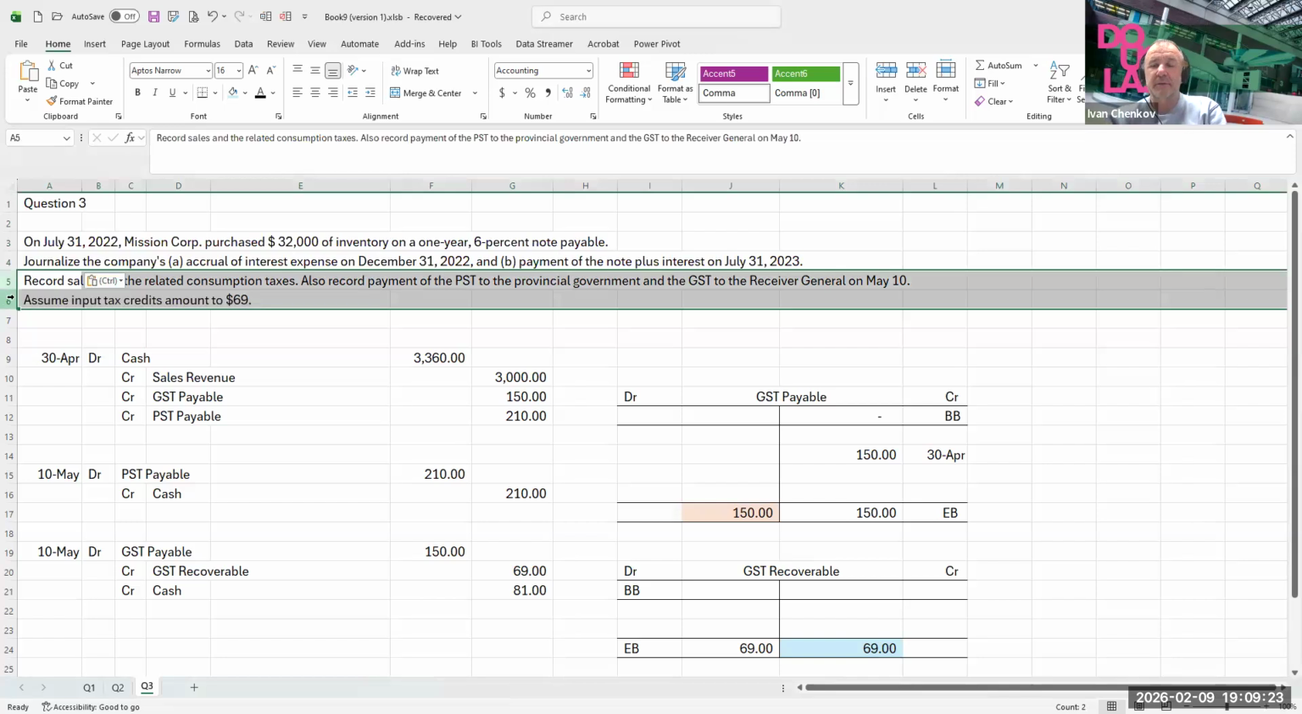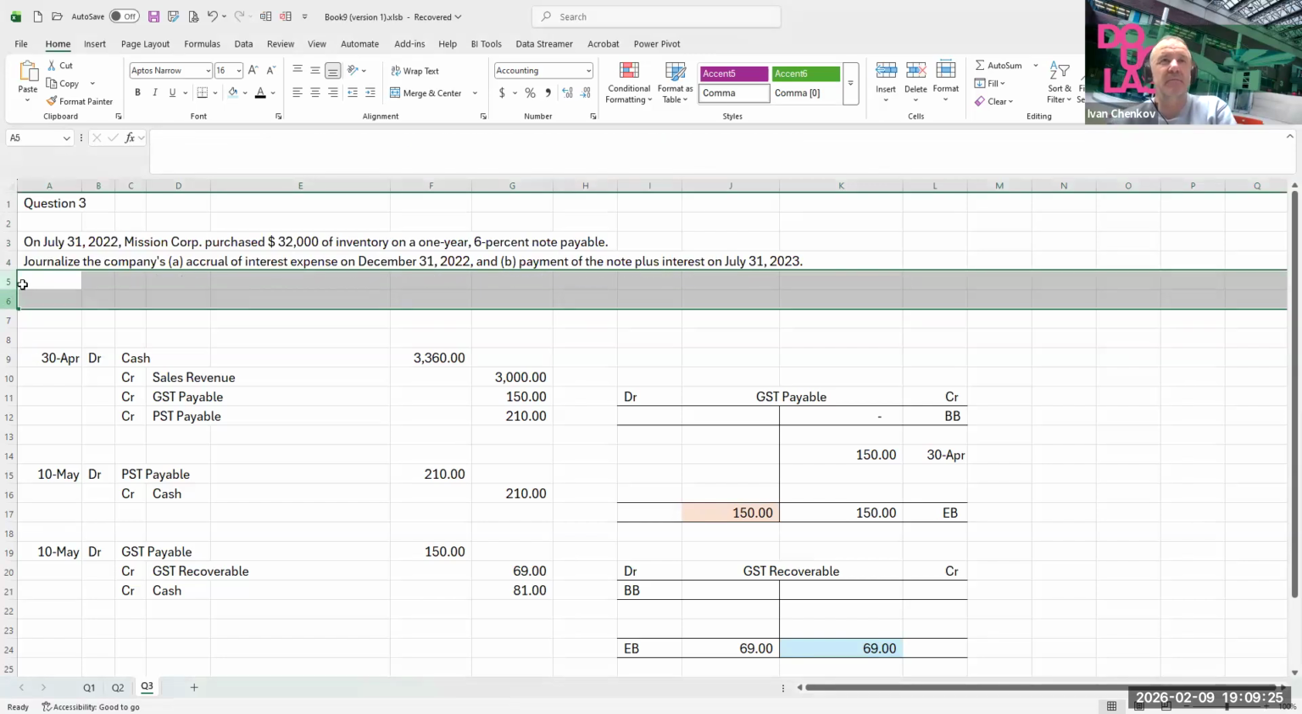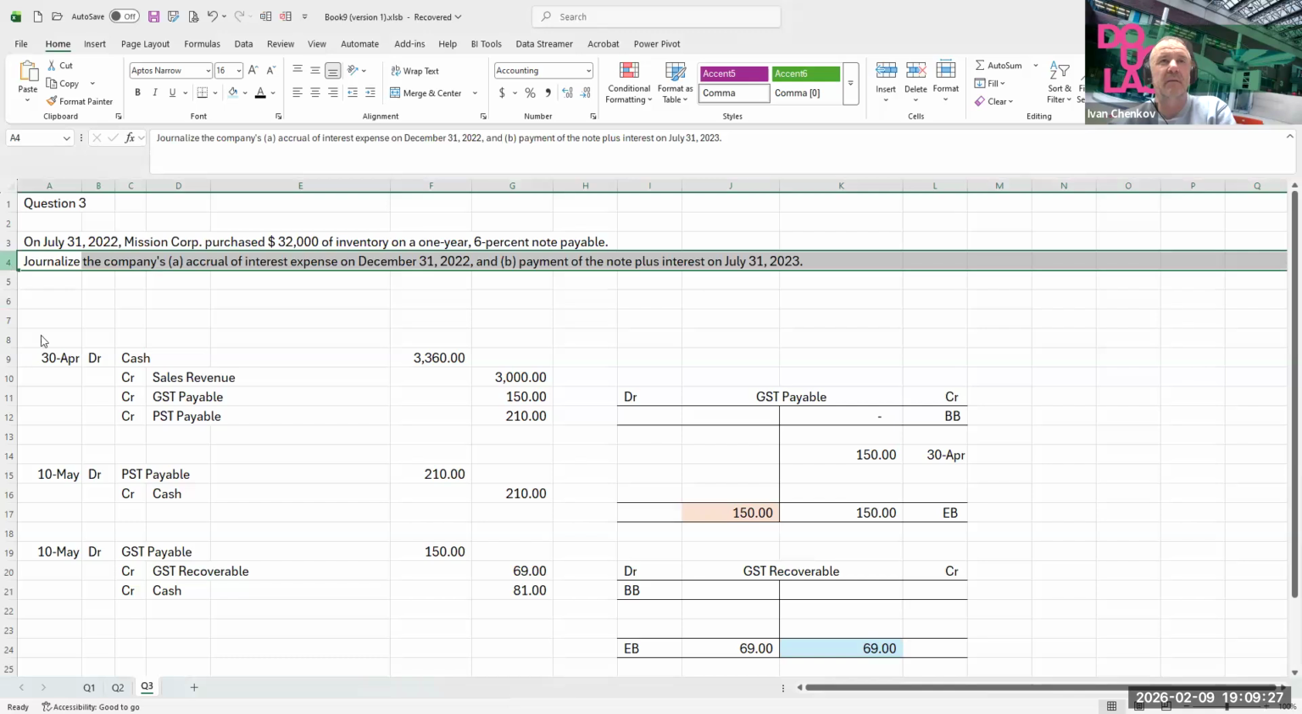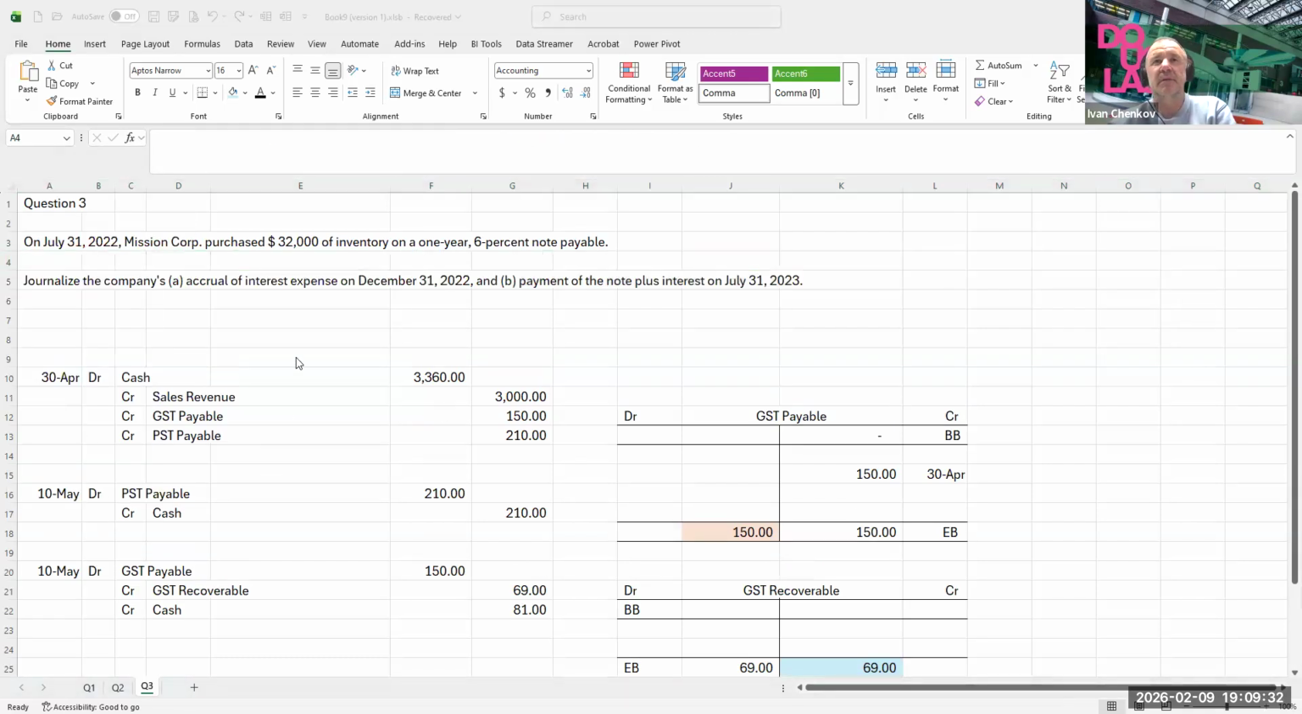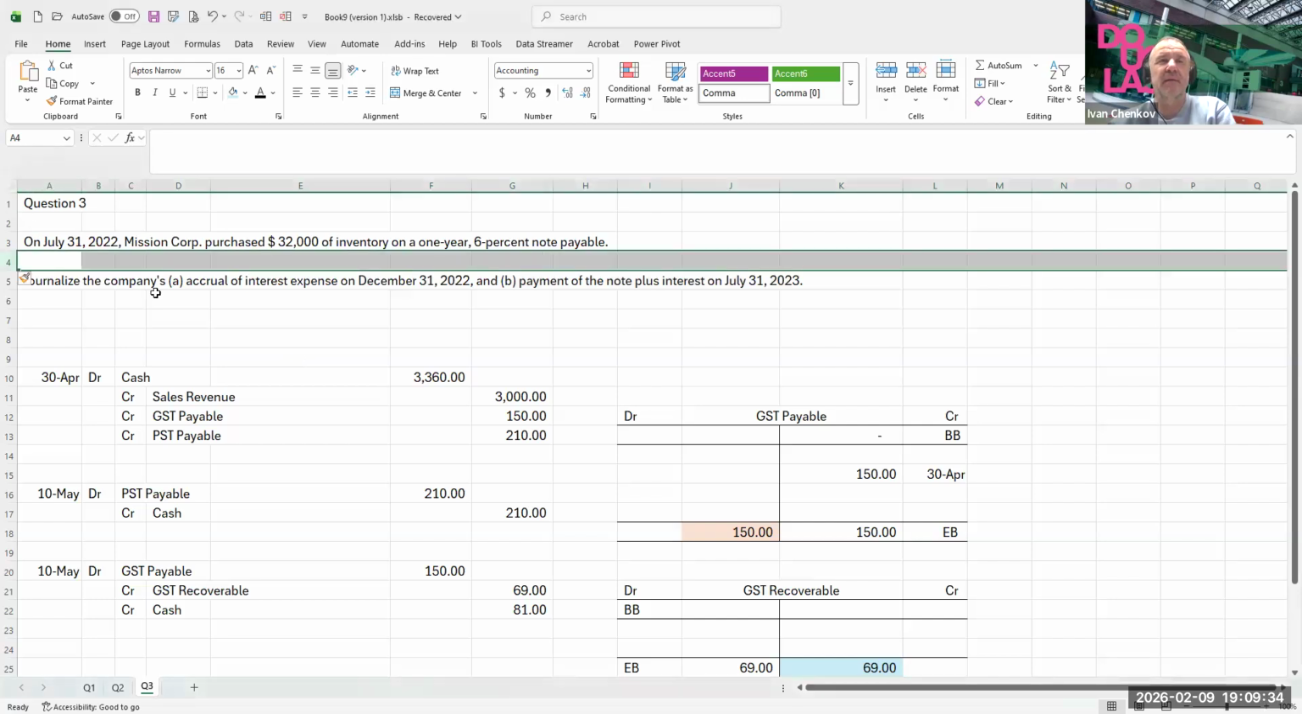So for this question, what's happening is this company... you see if you can still see my screen. Yes, you can still see my screen.